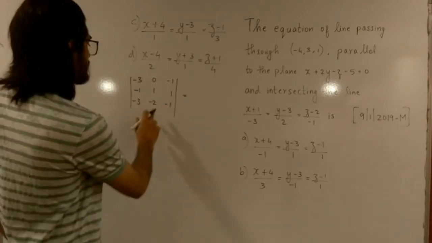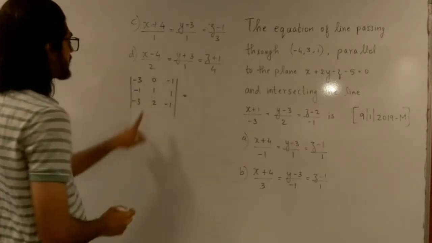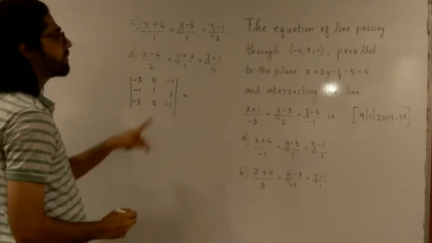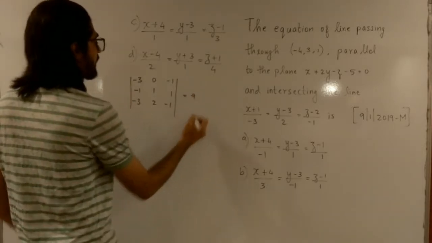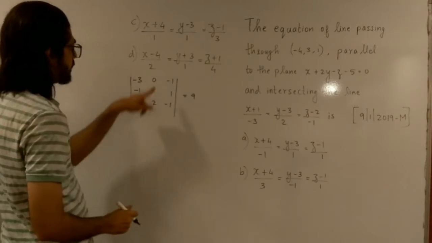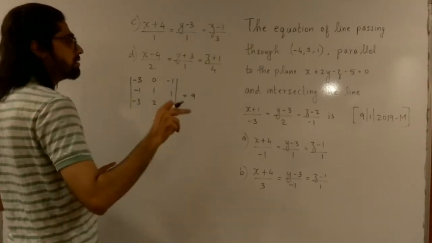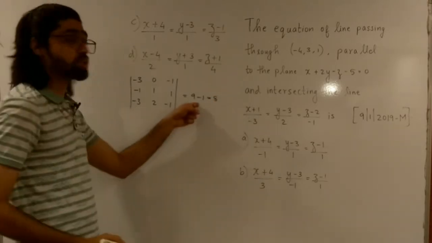Sorry, minus 3, 2 and minus 1. So expand the determinant. You have minus 3 multiplied by minus 1 minus 2. Minus 1 minus 2 is minus 3 and that into minus 3 will be 9. Then I have a 0 and then finally I have minus 1 multiplied by minus 2 plus 3 which is 1 and into minus 1 will be minus 1.